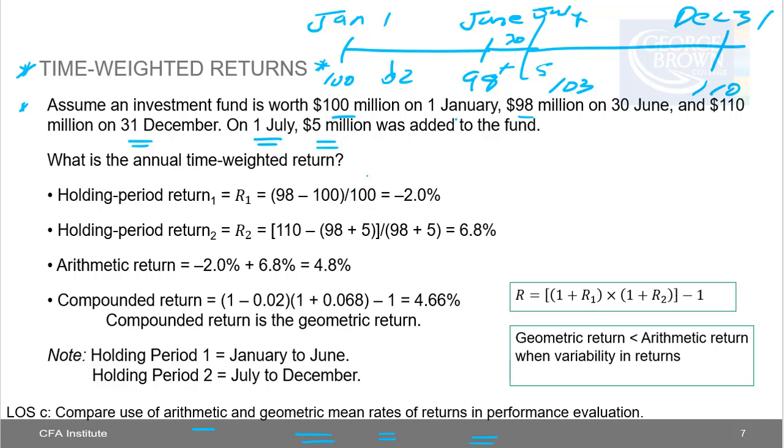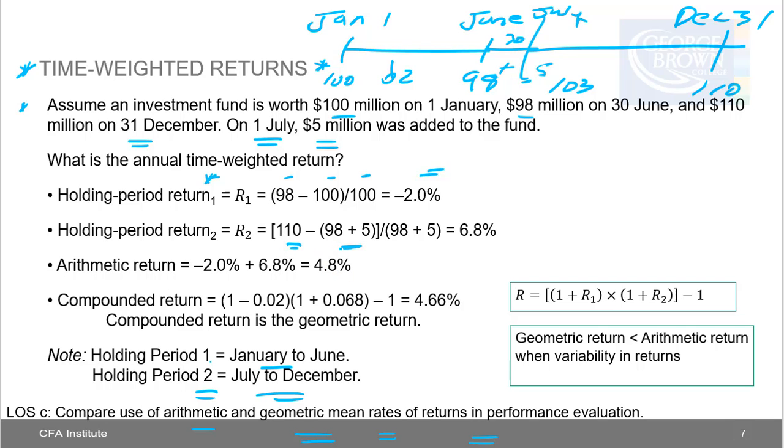So how we calculate it, we're going to break the return into two periods, holding period 1, January to June, because the cash flow was put in on July the 1st, so we calculate the second holding period return, which is July to December. So calculating the holding period return 1, ending minus beginning divided by beginning: ending 98 million minus beginning 100 million, divided by beginning 100 million, negative 2%. Holding period return 2, ending is that 110 million, but the beginning is not 98 million, it's the 98 million plus the 5 million that was put in on July 1st.